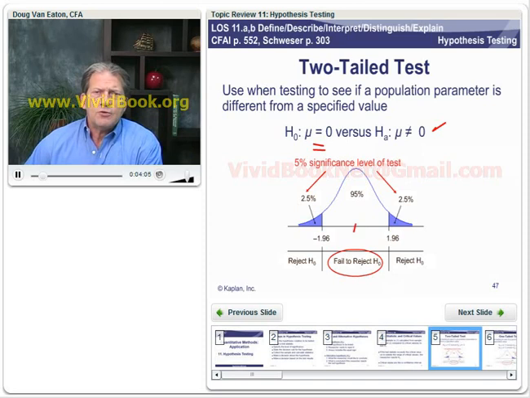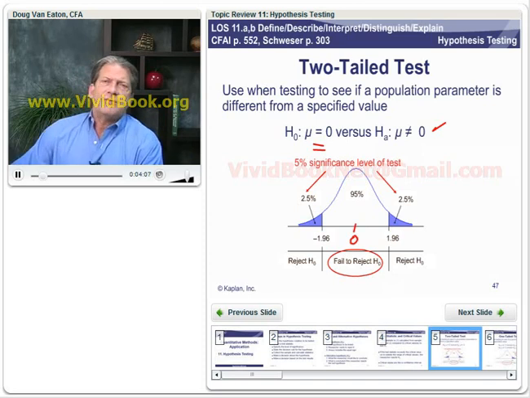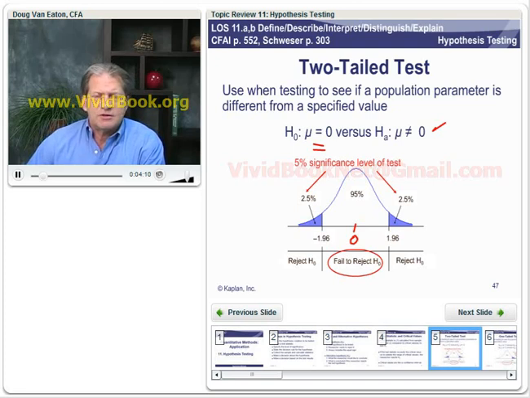So we're trying to test whether the mean of this random variable we've got, our test statistic, is equal to 0. Now at the 5% significance level, that means we'll only reject a true null hypothesis 5% of the time. And we do that by putting our critical values here and here. So we have 2.5% in each tail. So now, if we get a value here that's 1 standard deviation from 0, we're not going to reject at the 5% significance level.